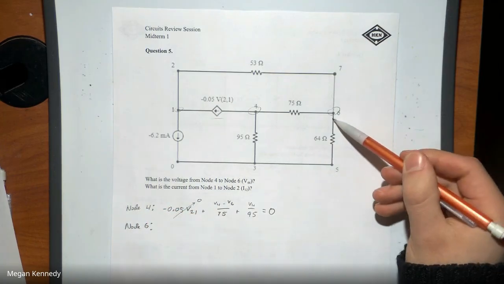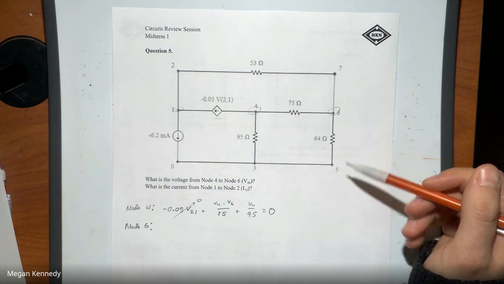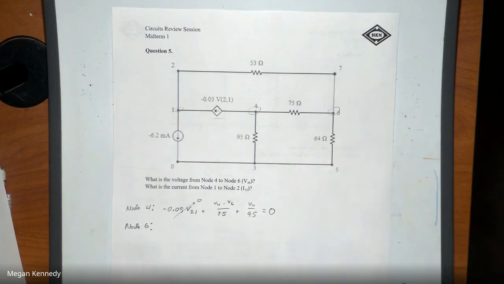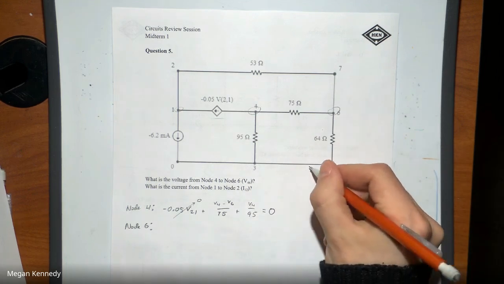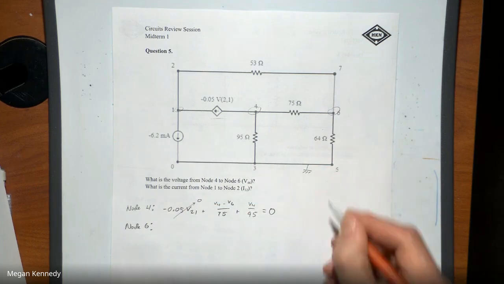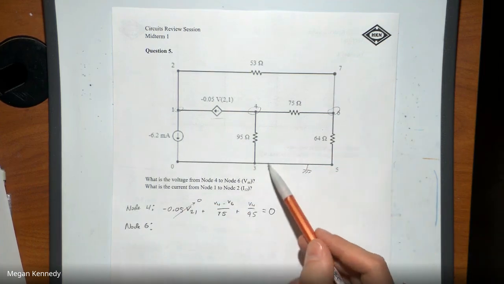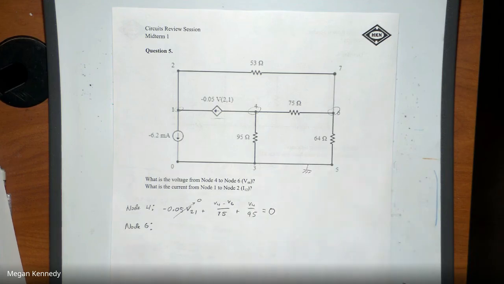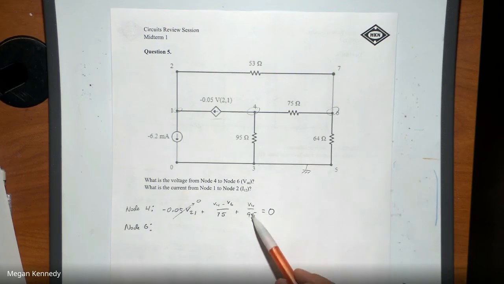So we'll start out with this current flow going from 6 to 5. I probably should have said this earlier: I'm going to set this whole bottom rung here, 0, 3, 5, to be a ground reference. So that means V3, V0, and V5 will just be 0. I apologize for glossing over that. That's why we would have a V4 over 95 instead of V4 minus V3 over 95.